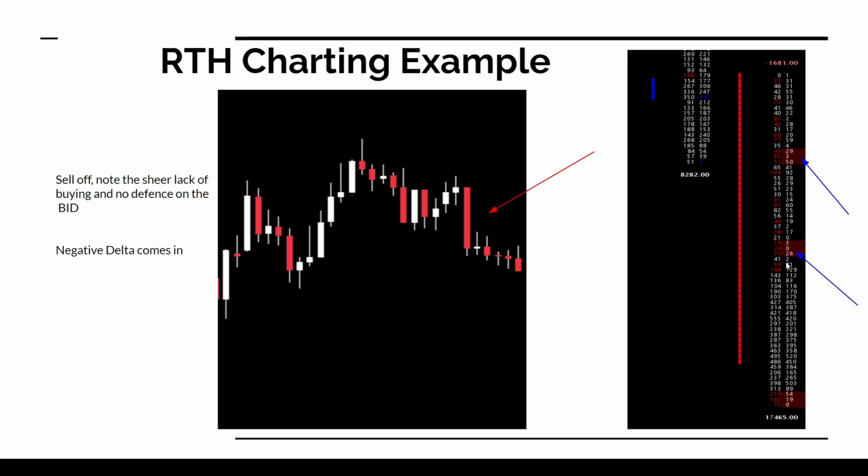Okay, in the regular trading hours, you're going to get more continuation and more follow through than you are in Globex. That's just the way it's going to happen. Okay, just simply because there's enough volume to start banging through prices and through levels.